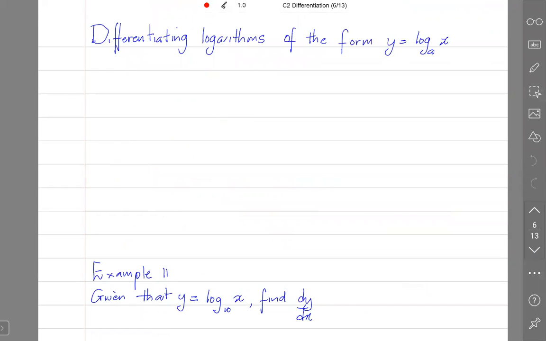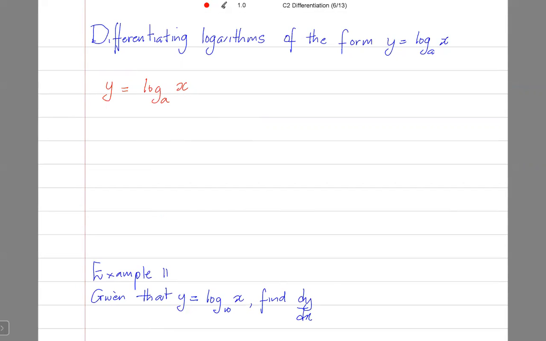All right. This says differentiating logarithms of the form y is equal to log to the base a of x. So let me show you how to do this, then I'll ask you guys to have a go at example 11. Now, what you would do here is move from logarithm form to index form. To differentiate logs, you need to move from logarithm form to index form.